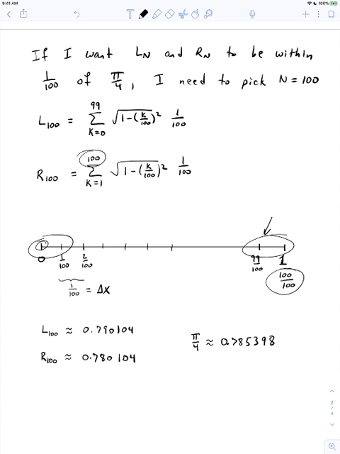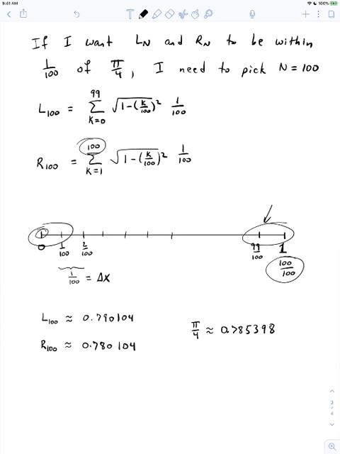So if I want an even better approximation, what you can do is average them. So L100 plus R100 over 2 is approximately equal to 0.785104, which as you can see is even better than L100 or R100. Now that only works because this was a decreasing function. It would also work if you had an increasing function, because we know the actual value is always between L and R. L sub n and R sub n are always either too big or too small, and so the average is somewhere in between, just like the actual value.